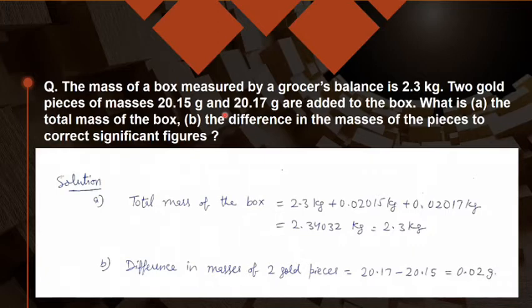What is the total mass of the box and what is the difference in the masses of the pieces to the correct significant figures? So you have to add the masses. I'm getting 2.34032, but if I want to round it off, I'm getting 2.3 kilogram only, because the least with me is 2 significant figures. So I have rounded up to this.